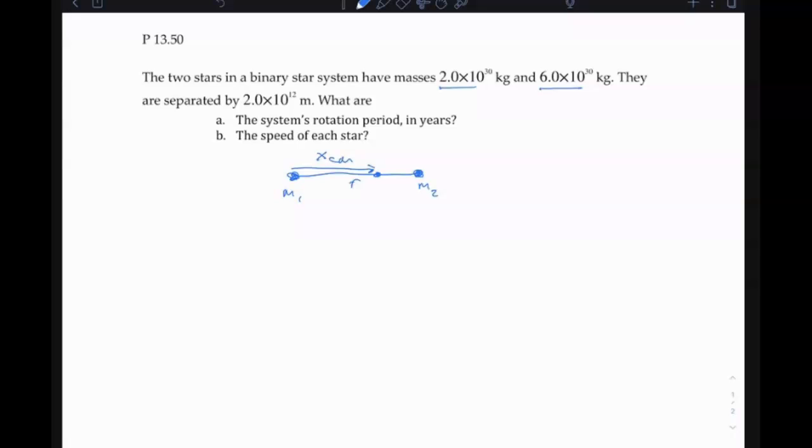What is x center mass? Well, x center mass is equal to mass 2 times its distance from mass 1, which is r, over the total mass of the system. And we can call this distance from mass 1 to the location of the center mass r1.